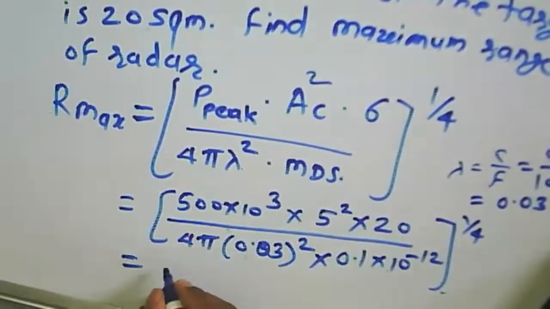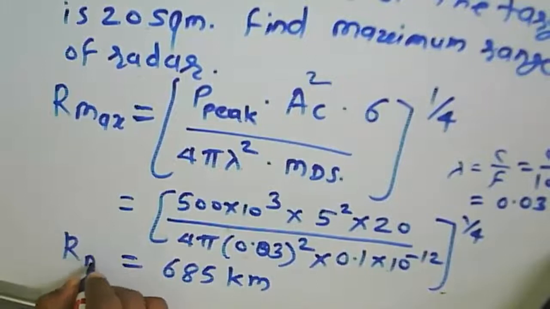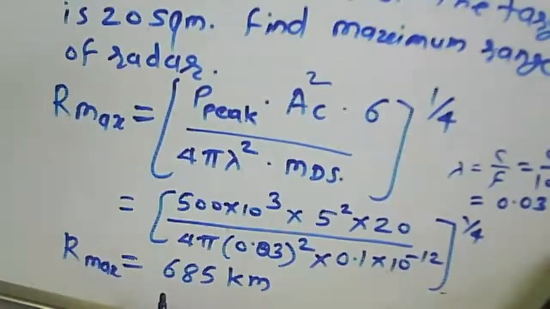If you solve this, you will get the maximum range of the radar, which is about 685 kilometers. So that's all we have seen here: the maximum range, unambiguous range, minimum detectable signal, pulse repetition frequency and pulse repetition time. With this we stop. These are the numericals for module 1 and module 2. Thank you all.